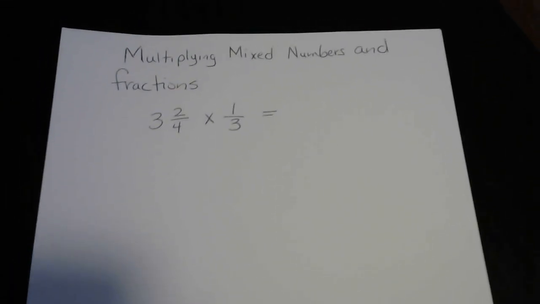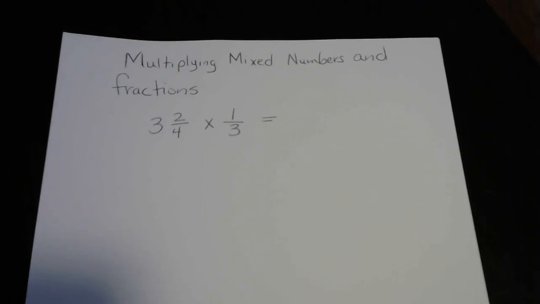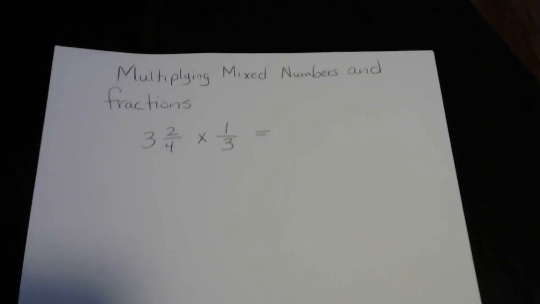This is multiplying mixed numbers and fractions. Today we're going to multiply 3 2/4 times 1/3.